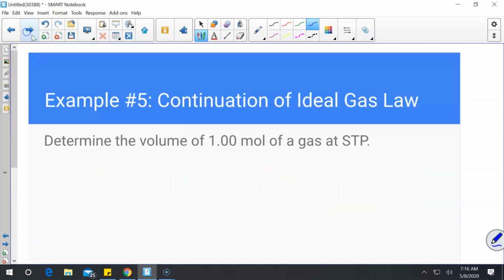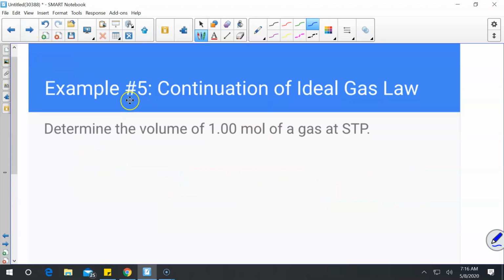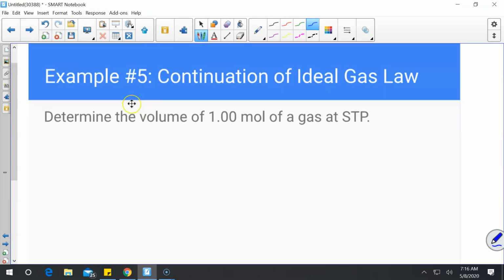Now, I'm going to go to my next slide and do another problem. This one is just a continuation of the ideal gas law. Notice on this one, all they told you was determine the volume of 1 mole of the gas at STP. Now, STP conditions are 0 degrees Celsius, which is 273 Kelvin, and pressure is 1 atmosphere, or 760 millimeters of mercury, whatever those pressure conversions are that we have. So they just want to know, what is the volume?